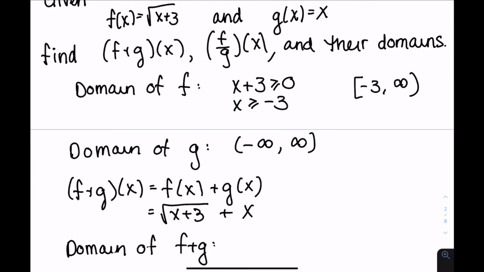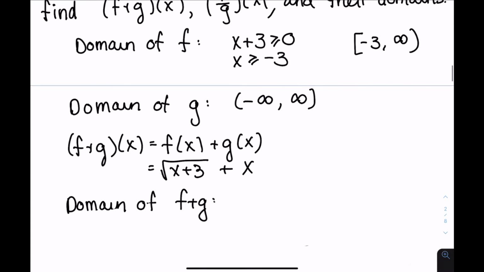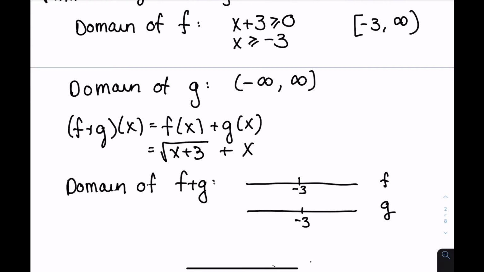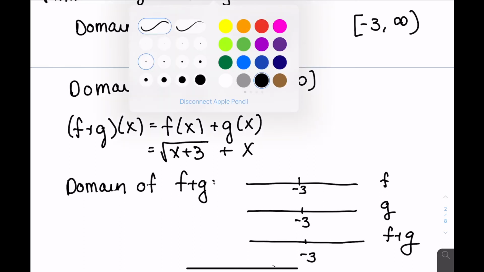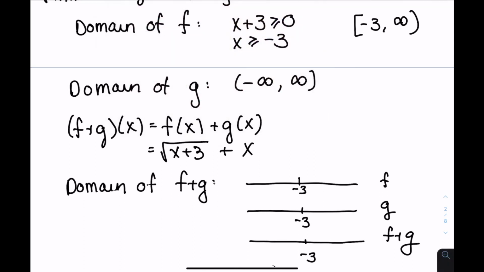But now, when we go and talk about the domain of this, I've got to consider a couple different things. I've got to look at what is the domain of f, I've got to look at what is the domain of g, and then I can go through and figure out what the domain of f plus g is. So first, for f, that's our root function. I can equal -3, and I can take anything bigger than it. For g, I have no restrictions. I could really take anything.